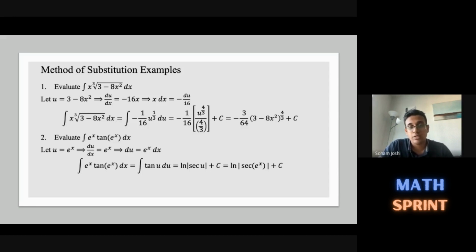Now we can substitute u back with 3 minus 8x squared. So it becomes minus 3 by 64 times 3 minus 8x squared to the power of 4 by 3 plus c.